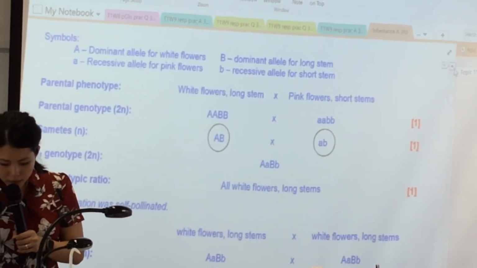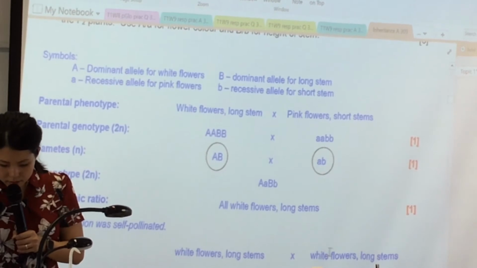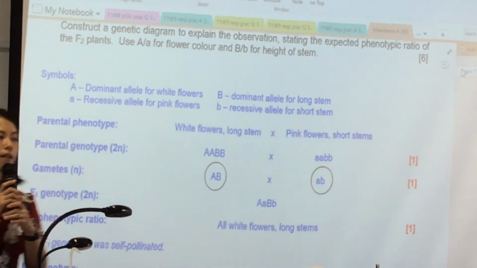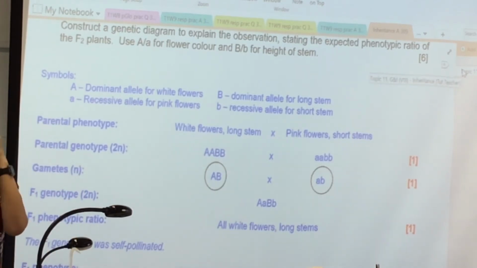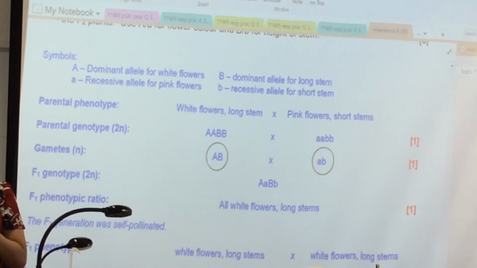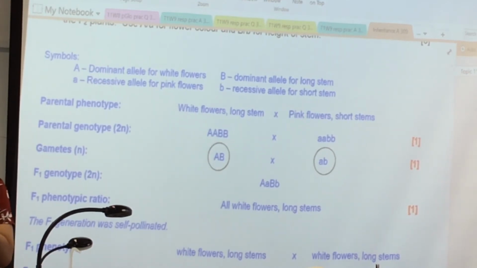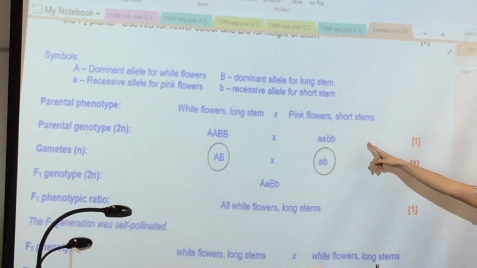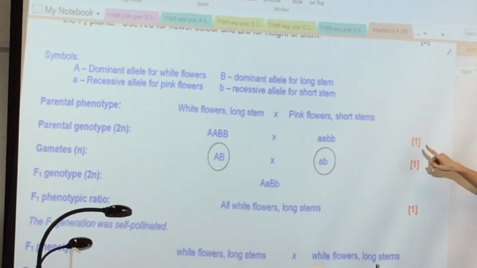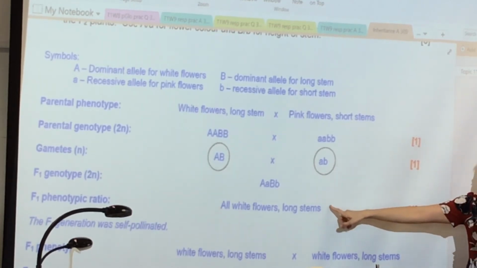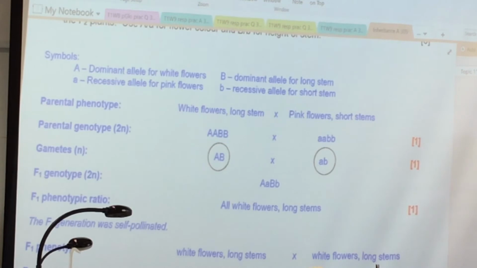Can you just mark your own answer? So the F1 is up to here, basically. Okay, can you please note where the marking points are? I repeat, a lot of students don't know what the marking points are. Make sure you know. So 1 mark is for the parental genotype. The phenotype is given already, so the genotype is 1 mark. 1 mark is for the gametes that are circled. 1 mark is for the F1 genotype and phenotype.